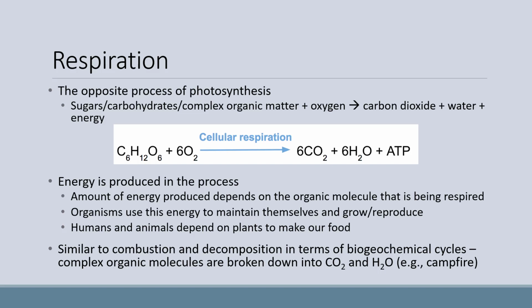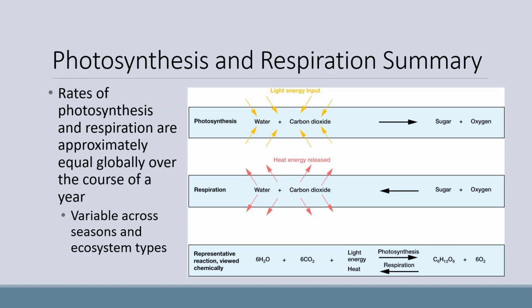Humans and animals depend on plants to make our food either directly, if plants are eaten, or indirectly, if meat is eaten. Respiration is similar to combustion and decomposition in terms of biogeochemical cycles. Complex organic molecules are broken down into CO2 and water. Think of a campfire. Here's a good image that shows the basic process of photosynthesis and respiration. You can see that they are exact opposites of one another. The rates of photosynthesis and respiration are approximately equal globally over the course of a year, but they are extremely variable across seasons and ecosystem types.